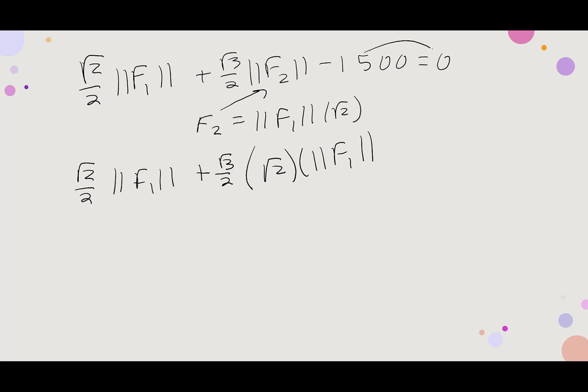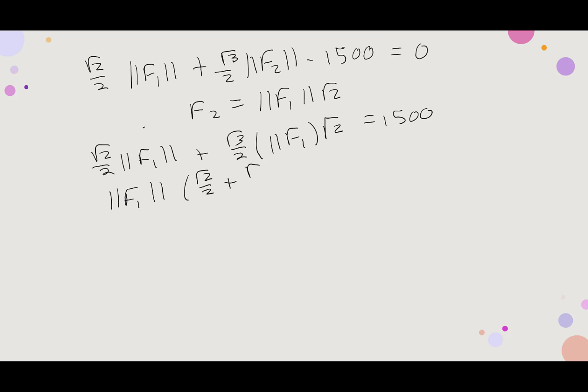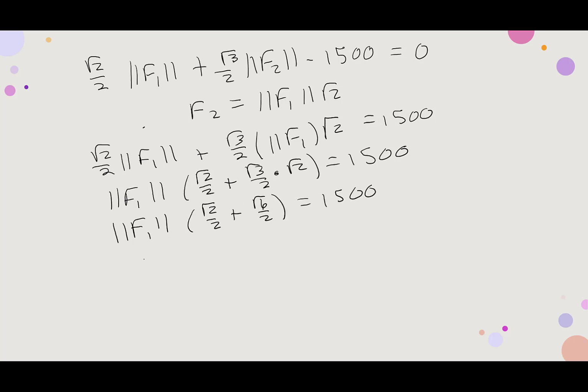And then I'm just going to move this 1500 over. So here, I just took the magnitude of F1 out, so I have the square root of 2 over 2, I have the square root of 3 over 2 times the square root of 2, and this is 1500. I can simplify that just slightly. I can make this the square root of 2 over 2 plus square root of 6 over 2, and that's 1500. So to get the magnitude of F1, I'm going to take 1500 and divide by the square root of 2 over 2 plus the square root of 6 over 2.